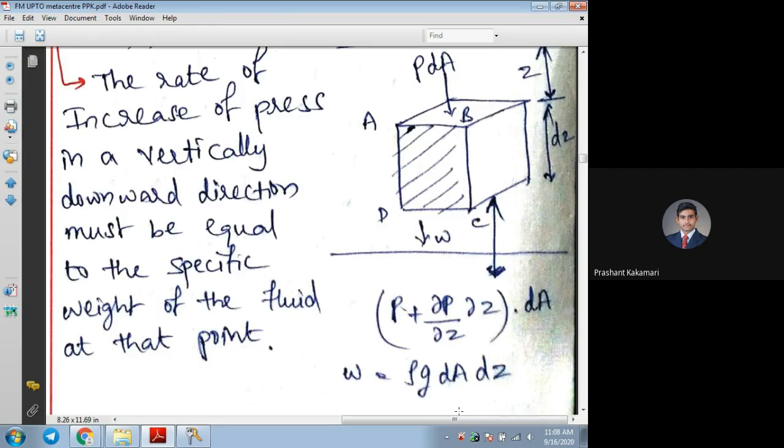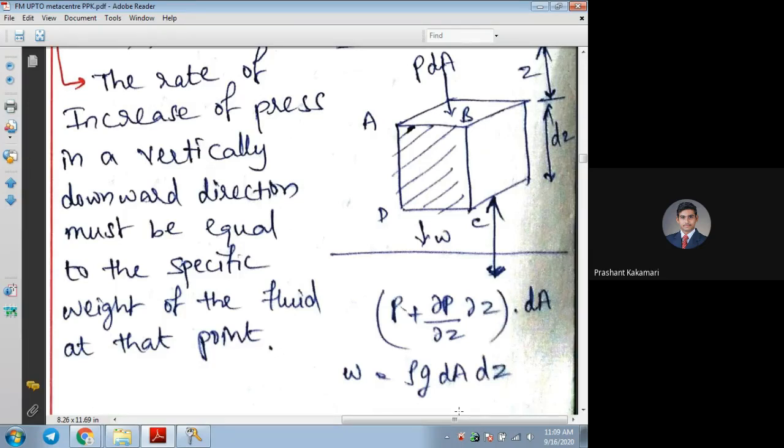as we move downside, the pressure force is going to increase vertically, and it will be equal to the specific weight of the liquid. So how much will it be increasing? It will be increasing by the change in pressure with respect to the change in height dz. That's why they have written the small change del p by del z into del z, because it is changing with respect to del z, into dA. What is dA? The area of the bottom surface. We are assuming the surface is moving from top to bottom. When it is at the bottom side, we consider it as increased by some value. How much is it increased by? P plus del p by del z into del z, into area.